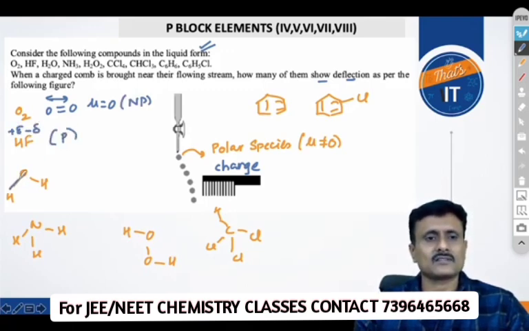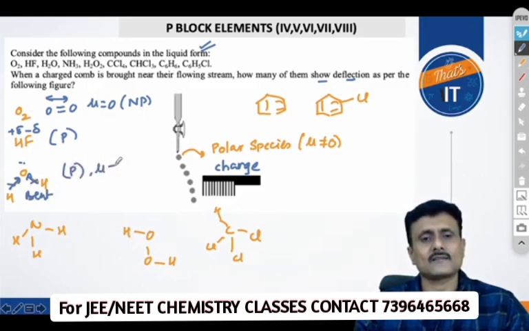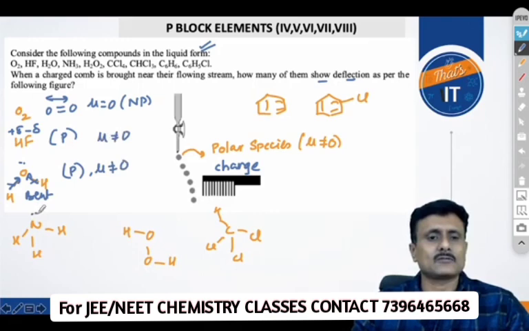Polar, you know that this doesn't get cancelled because of the bent shape. Presence of lone pair makes it what? Bent. So dipole moment doesn't get cancelled. You know, over here also lone pair is making it pyramidal. So dipole moment doesn't get cancelled. There is a resultant dipole moment, isn't it?